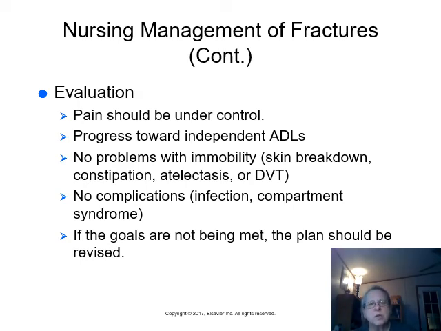Assess for skin breakdown, constipation, atelectasis, or DVTs. Once again, these are problems from immobility. We need to assess for that and evaluate our treatment measures, are they working for these? We're going to evaluate, did they have other complications of infection and compartment syndrome? If not, we're good to go. If the goal is not being met, the plan should be revised.